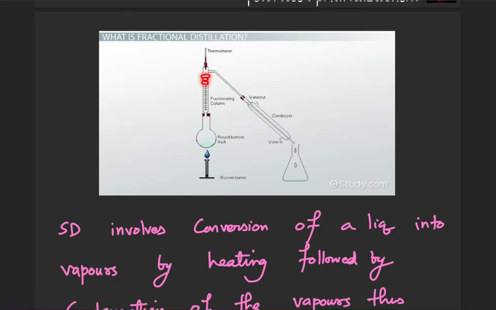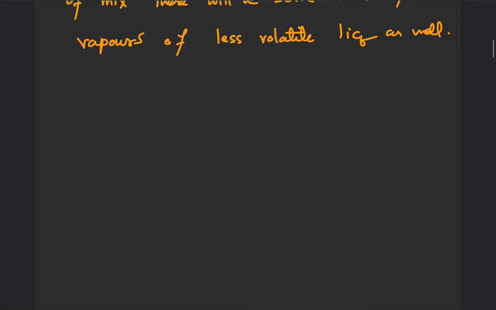So these are glass beads or stones. The purpose of the fractionating column is to increase the cooling surface area and to provide obstructions to ascending vapors and descending liquid. Very important.